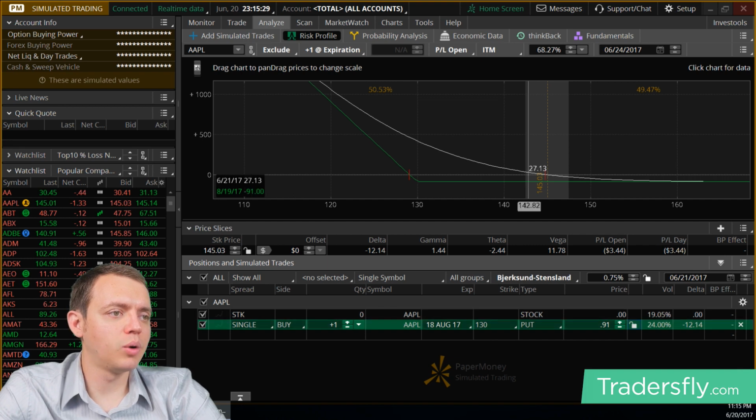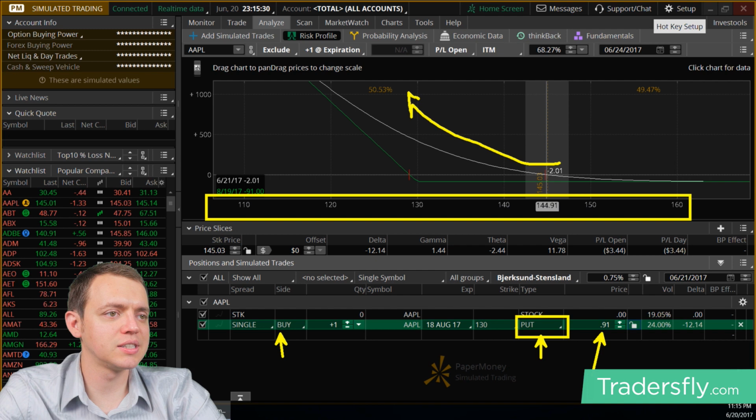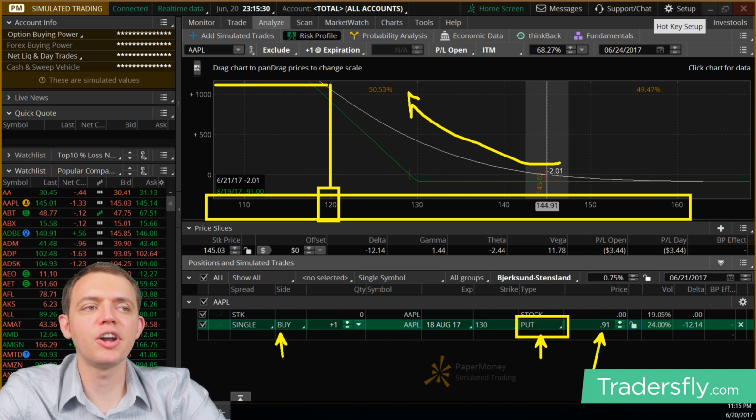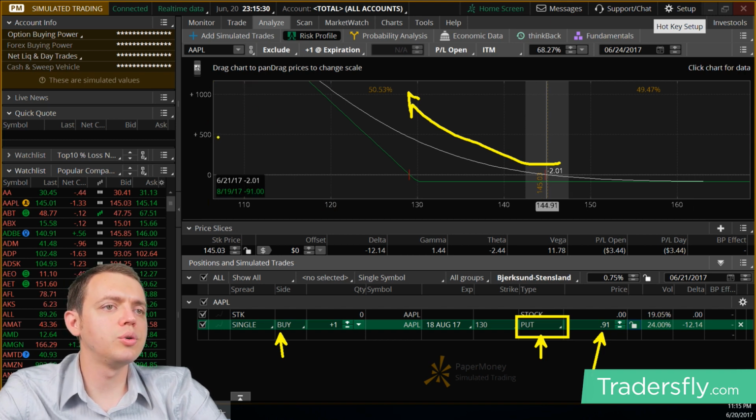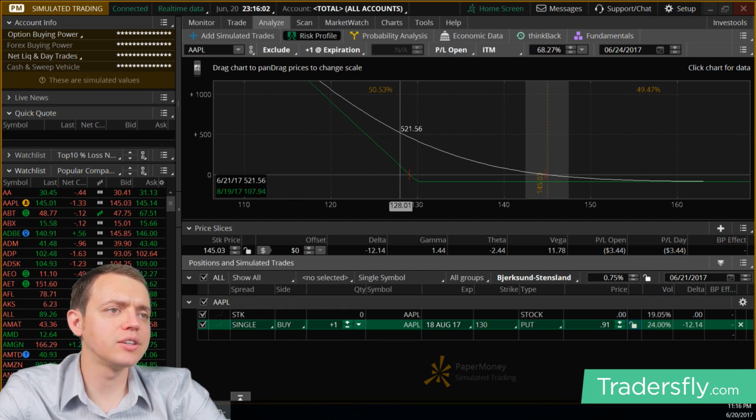Looking at this one, you're spending 91 cents to buy a put contract. Since you're buying a put, you're looking for that stock to head to the downside. Here's our price of that stock. If it gets to 120, right there, you would make about $1,100. Where would you make $500? Take a look, it'd be right around $128. Now, this also depends on your time value.